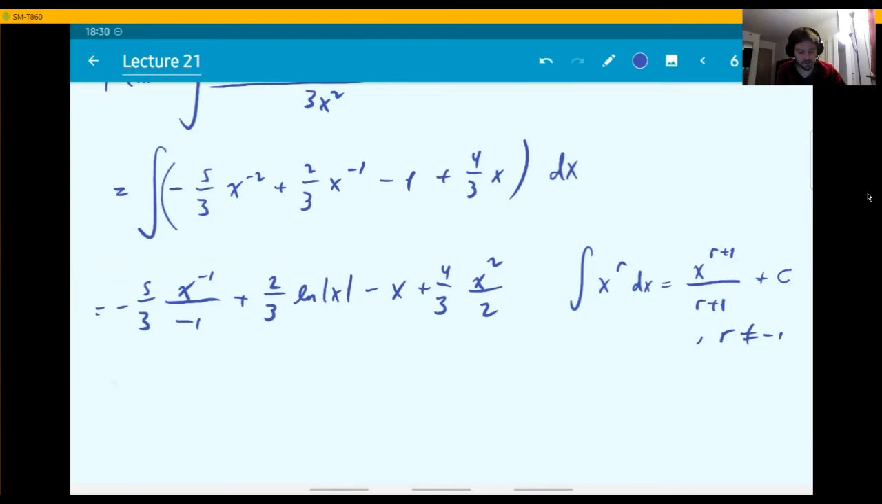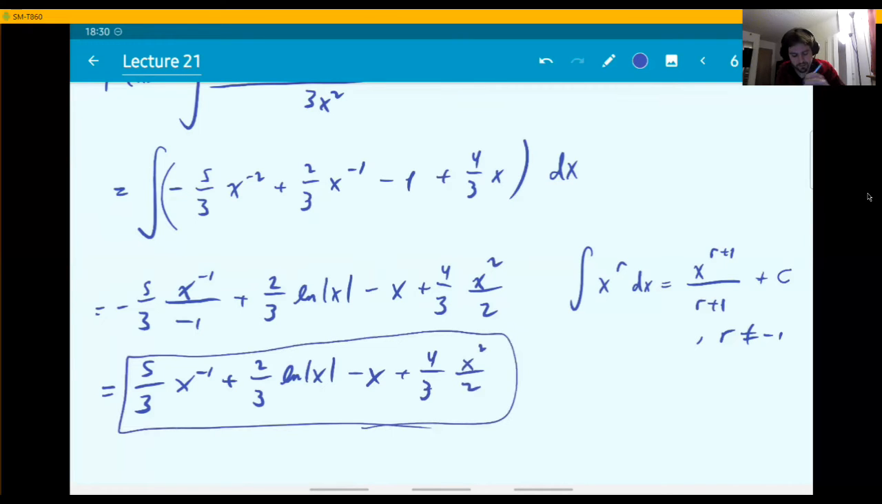Now let's just simplify this, clean up. You have minus 5/3 divided by minus 1, so 5/3 x to the minus 1 plus 2/3 ln absolute value of x minus x plus 4/3 x squared over 2. I'm not adding the plus c because they said find an antiderivative. So this is it.